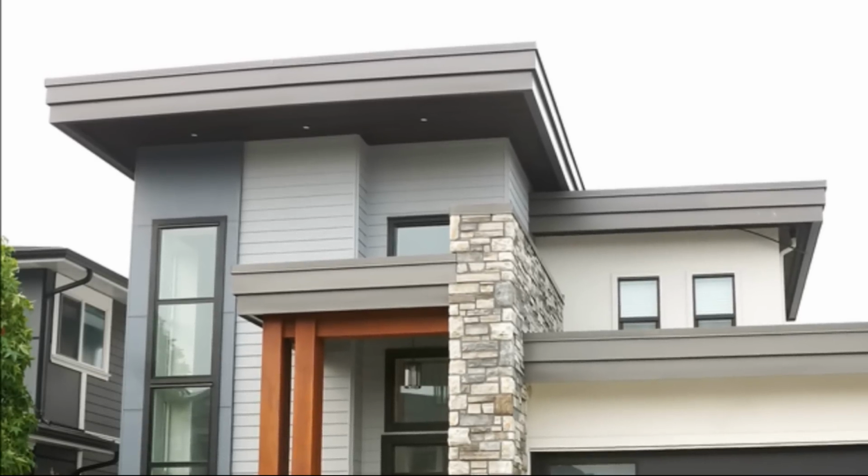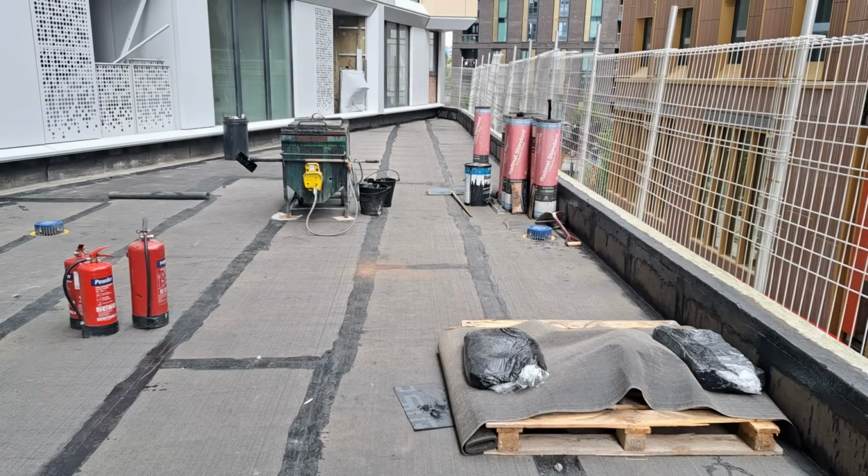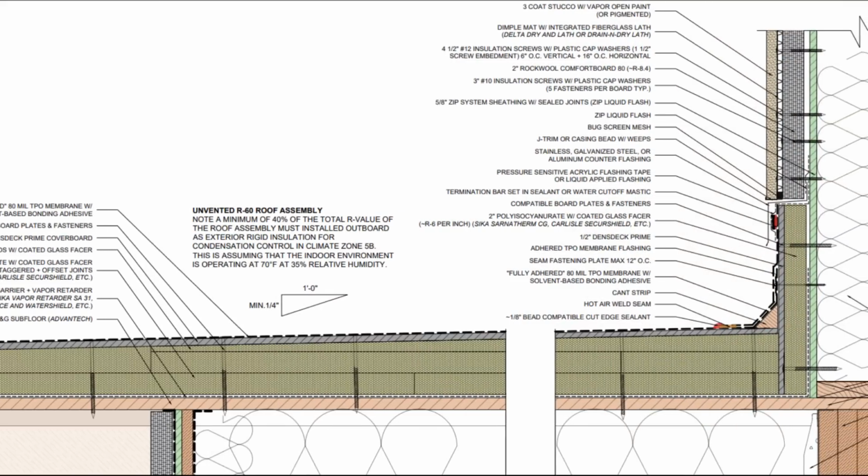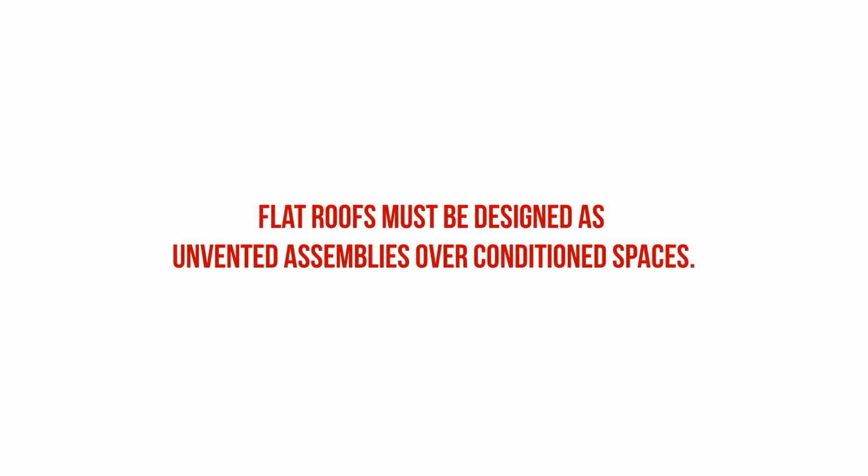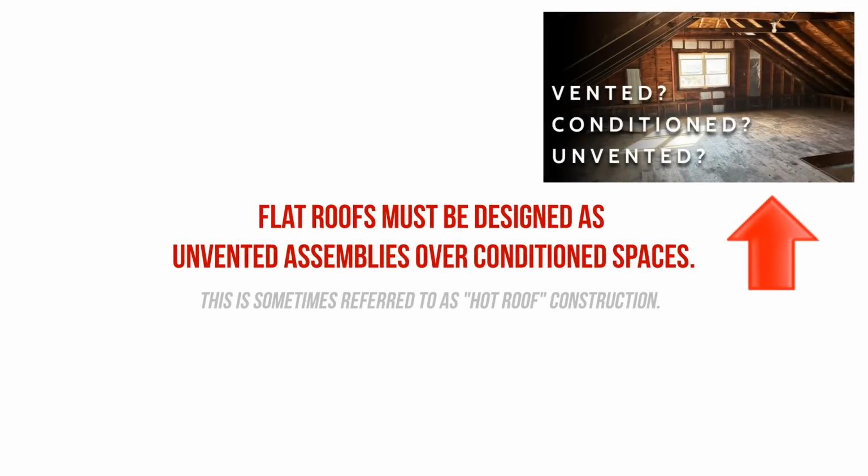Let's get into it. So first off, before we start talking about the essentials of flat roofs, we need to understand how they need to be designed, as this will inform all of our decisions moving forward. 99% of all flat roofs should be designed as unvented assemblies over conditioned spaces. If you don't know what this means, go and watch this video up here.